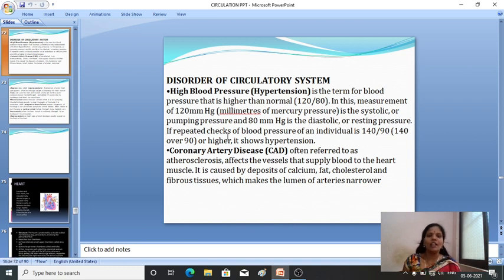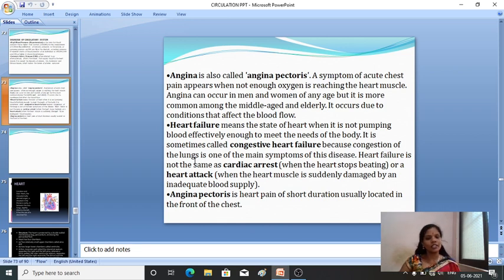Hope it is clear. One is high blood pressure and the other is coronary artery disease. Next, the third one is angina pectoris. Angina is also called angina pectoris. The symptom is acute chest pain. Acute chest pain appears when not enough oxygen is reaching the heart muscles. When sufficient oxygen is not reaching the heart muscles, then this disease will occur.